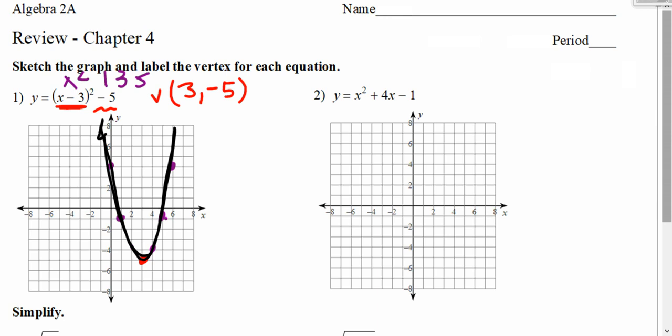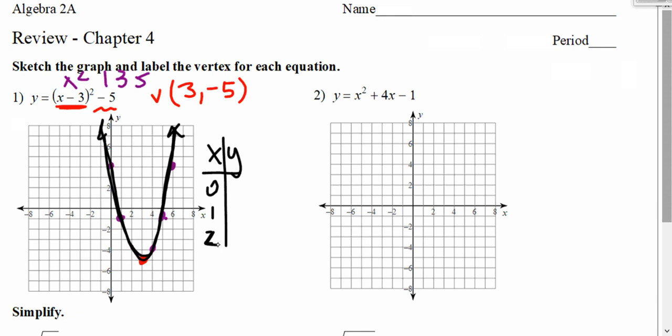Now, if you don't understand that, you can always make an XY table and just start plugging stuff in, okay? I think this way is a lot faster, so I would rather do the 1, 3, 5 pattern. Okay, find the vertex, do the 1, 3, 5, you've got the graph.